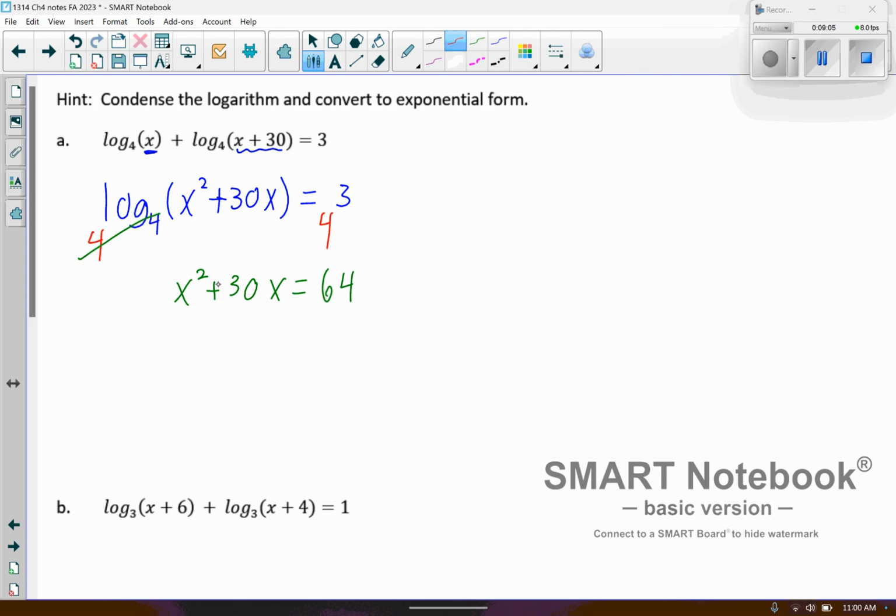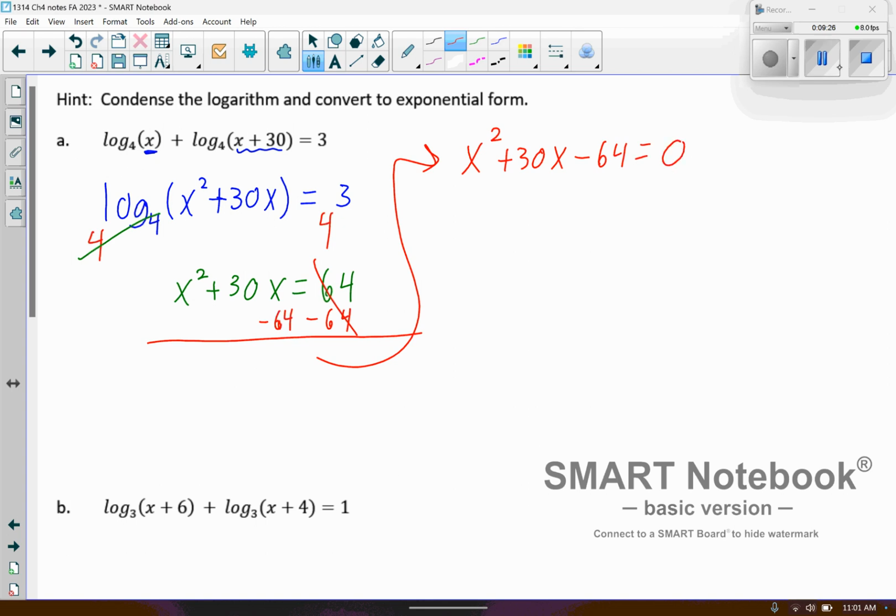And so what I want to do here, because I've got the x squared, is set this equal to 0 and see if I can factor this. So I'm going to end up with x squared plus 30x minus 64 equals 0. And now I have to find two numbers that will multiply to give me negative 64 but add up to positive 30. And so we've done this before, and you kind of have to play around with this. I know it's a positive and a negative because they multiply to give me a negative, but they add to a positive, so the larger number is positive.